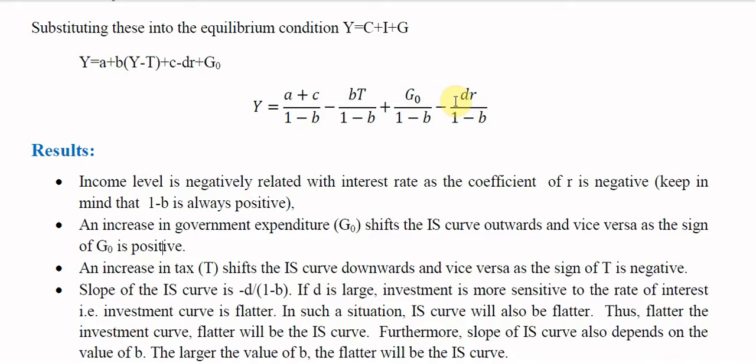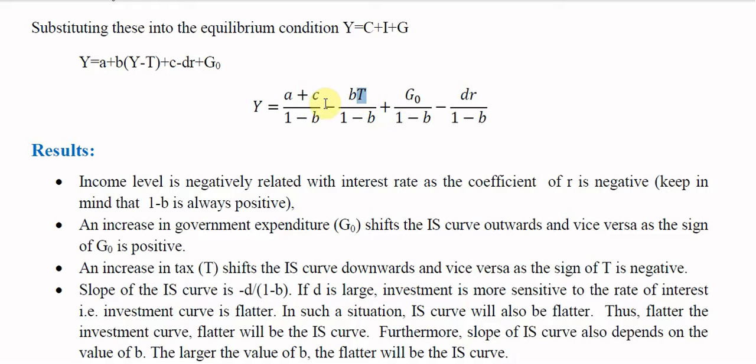There is a negative relationship between R and Y because the coefficient of R has a negative sign. So that is why the IS curve is always negatively sloped. The government expenditure has a positive sign, so an increase in government expenditure has a positive impact on the IS curve. Increase in government expenditure shifts the IS curve upwards. A decrease in government expenditure shifts the IS curve downwards.